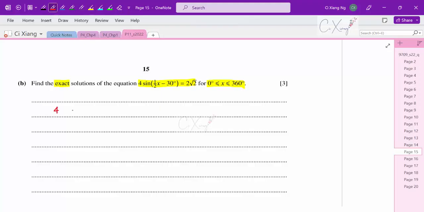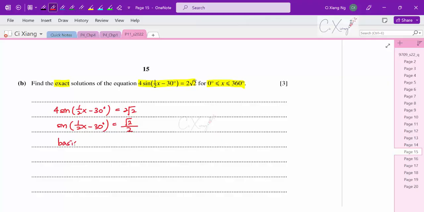Alright, so let's start from the equation given here. I have 4 sine half x minus 30 degrees equals 2 square root 2. First step, we bring the 4 over. When we bring the 4 over, it becomes divided by 4. So simplifying, I will get square root 2 over 2. And after that, I want to bring the sine over. It will become sine inverse square root 2 over 2, and I will treat it as my basic angle.